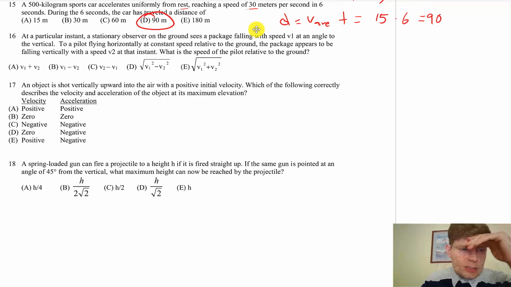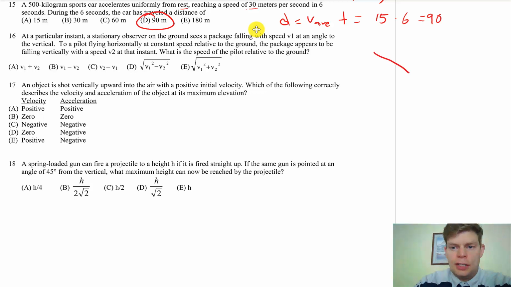All right, 16, what do we got? We got a stationary observer who sees a package falling with speed v1 at an angle to the vertical. Cool. So you got somebody on the ground, and in a given instant, you can assume it's got a straight velocity. We're not talking about over a course of time, because they wouldn't see it as a straight line at that point. So at a given instant, somebody on the ground sees this package drop from a plane moving at that speed.